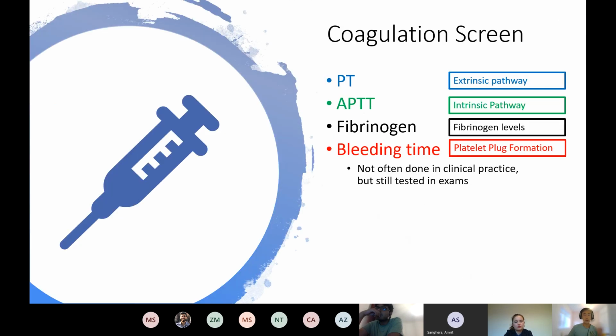So to recap on this coagulation screen, PT, you play tennis outdoors, so it's extrinsic. APTT, Asians play table tennis, but all you guys can too. It's not just for Asians. Inside, so intrinsic pathway. Fibrinogen is just the last step of the clotting pathway, and the bleeding time is reflective of the platelet plug formation. So anything that interferes with that is what causes an increased bleeding time. Hopefully that's made it a bit simpler. If you have any questions, fire them away.